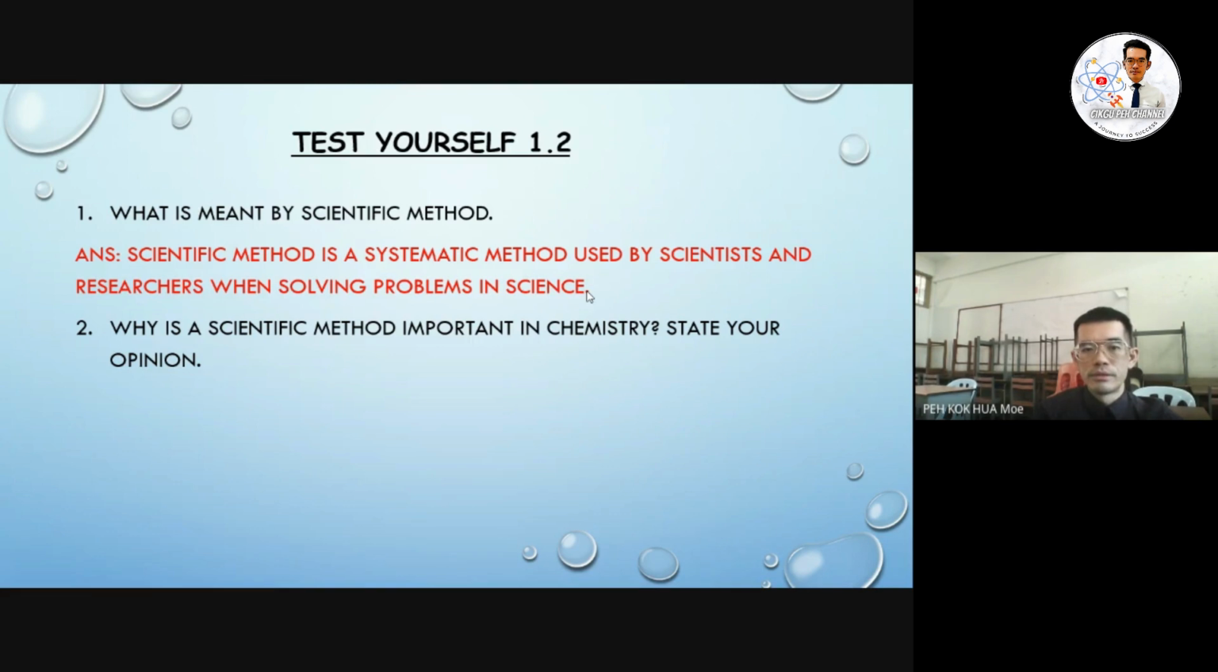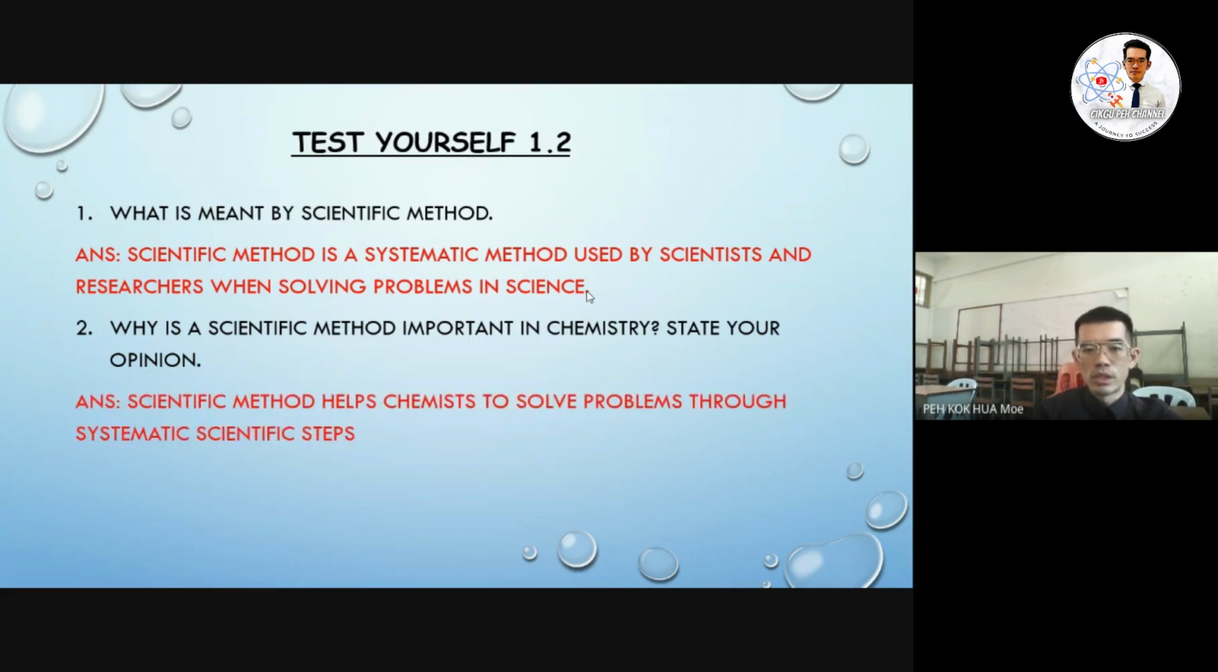So why is the scientific method very important? Because the scientific method helps scientists to solve problems systematically through scientific steps. For example, just now we started with the steps: problem statement, inference, then you have to state the variables and others. So you just follow the steps and you can get what is the problem you actually have to solve.